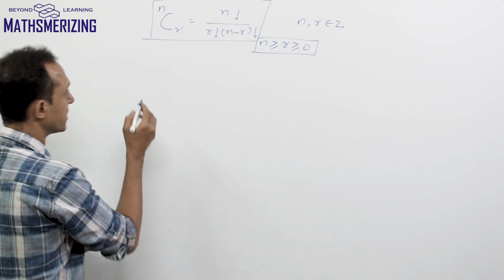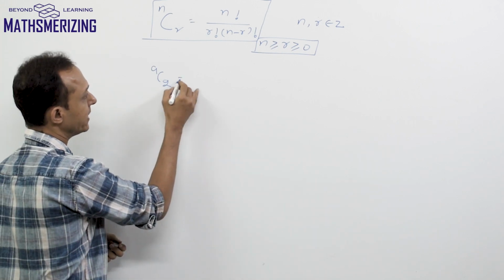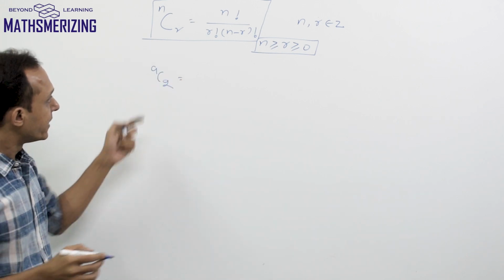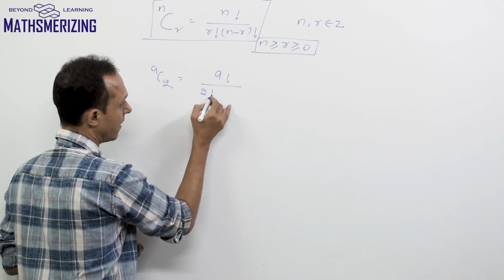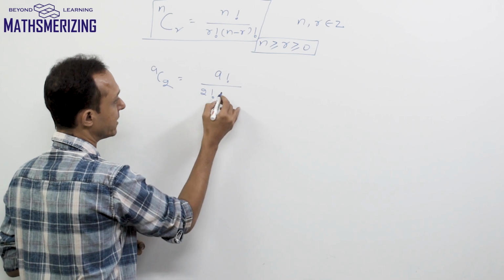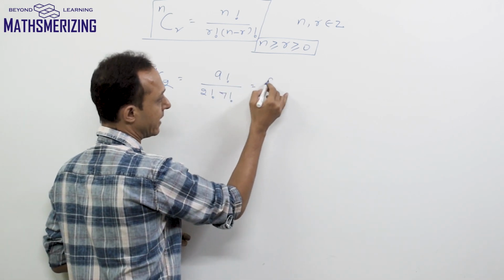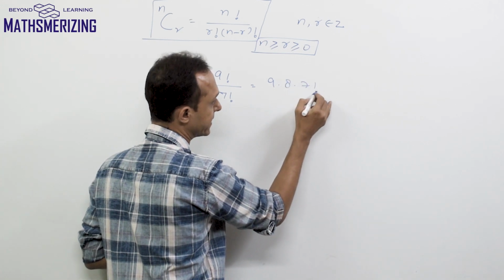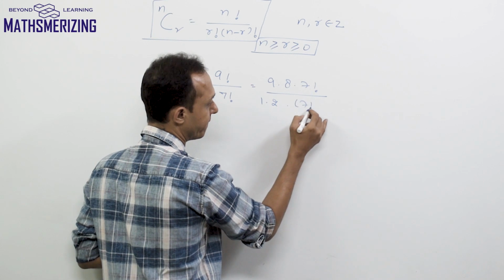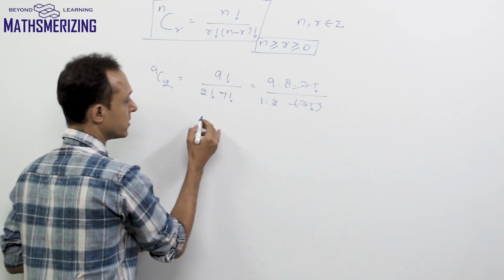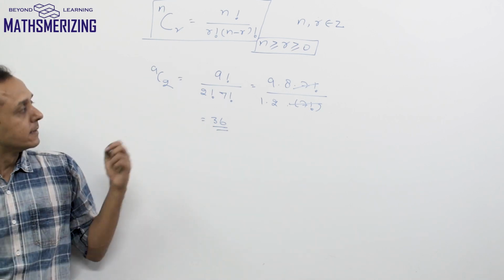So for example, suppose I have to write 9C2. Now 9C2 is simply where the value of n is 9 and the value of r is 2. So I'll simply write it as factorial 9 upon factorial 2, and this is 9 minus 2, which is 7, so factorial 7. So I can write it as 9 into 8 into factorial 7 divided by, now factorial 2 is 1 into 2, and then factorial 7 will get cancelled. So the answer to this expression will be simply 36.